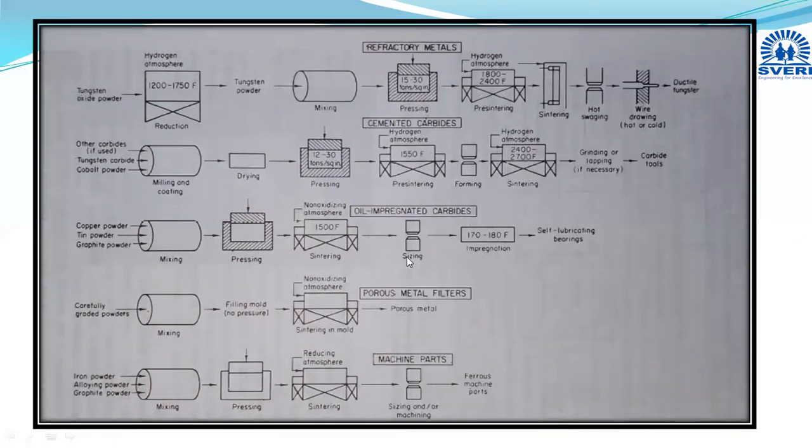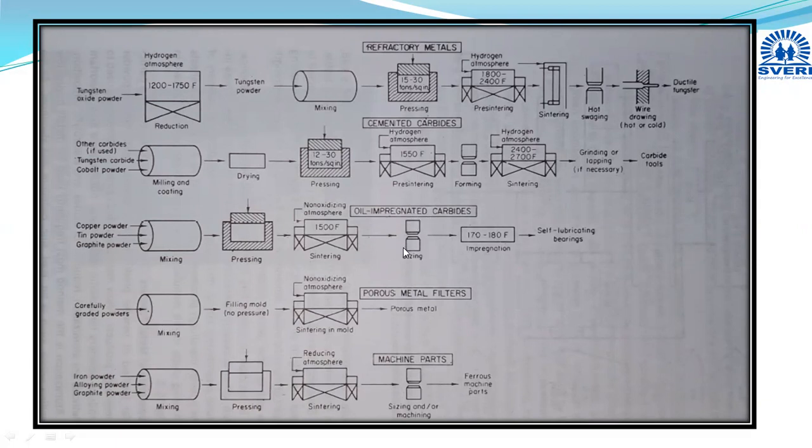Okay, then this is the symbol. This symbol you can see here is the symbol for sizing or machining operation. And this is the symbol for the drawing, wire drawing operation. I have explained here wire drawing, so you can draw the wire drawing operation. Repetitively, these same symbols you have to use.